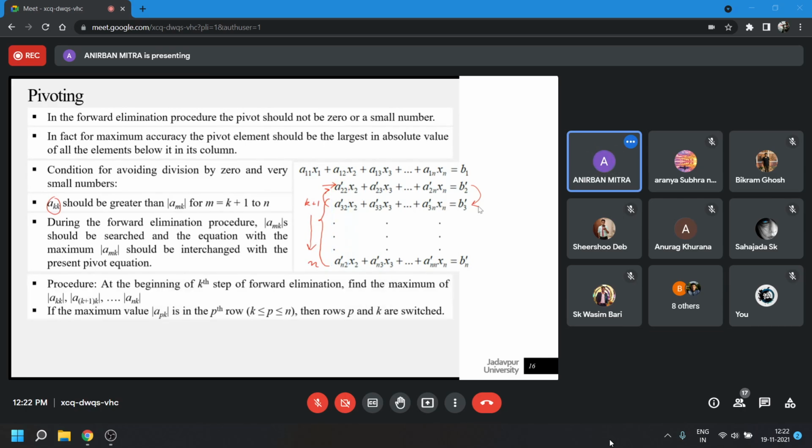So what is the procedure? At the beginning of the kth step of forward elimination, we have to find the maximum out of akk, a(k+1)k, like that, going up to ank. So out of all of these, in this example, we'd have to find out the maximum. And if this maximum value is apk, that means it appears in the pth row, which is in between k and n, then rows p and k are to be interchanged or switched.